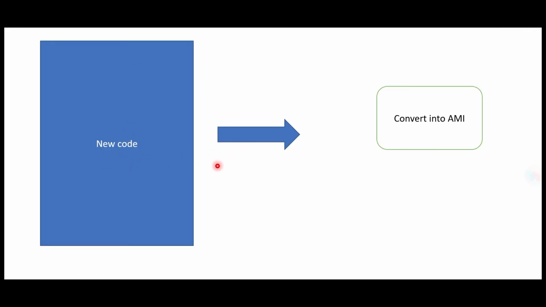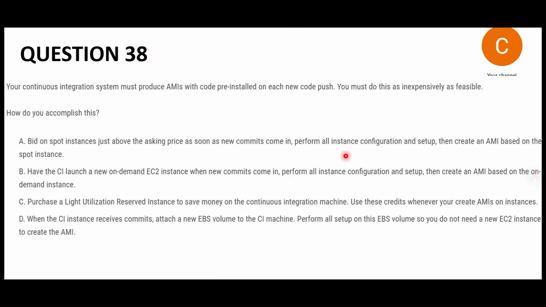See, whenever a new code comes, that is called a new commit. In terms of code pipeline or continuous integration, it is called a new commit. Once it comes in, you will have a spot instance available. Now you will configure. See, what is a spot instance? It is an EC2 instance.